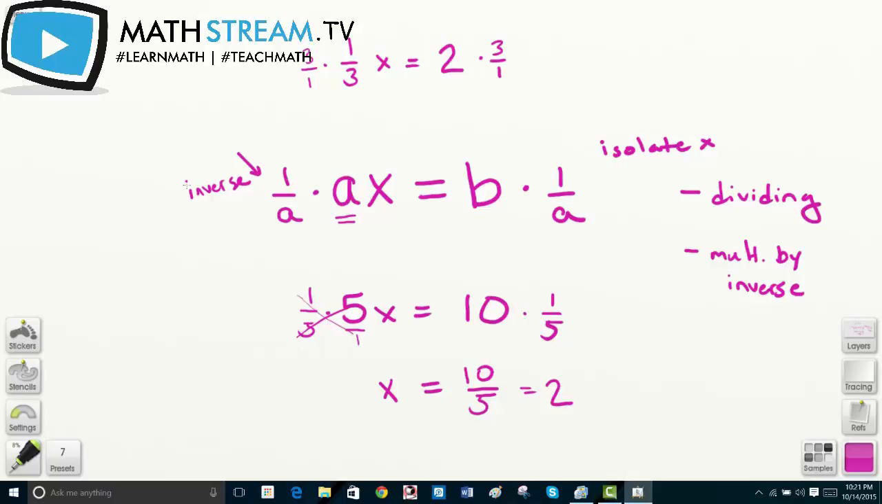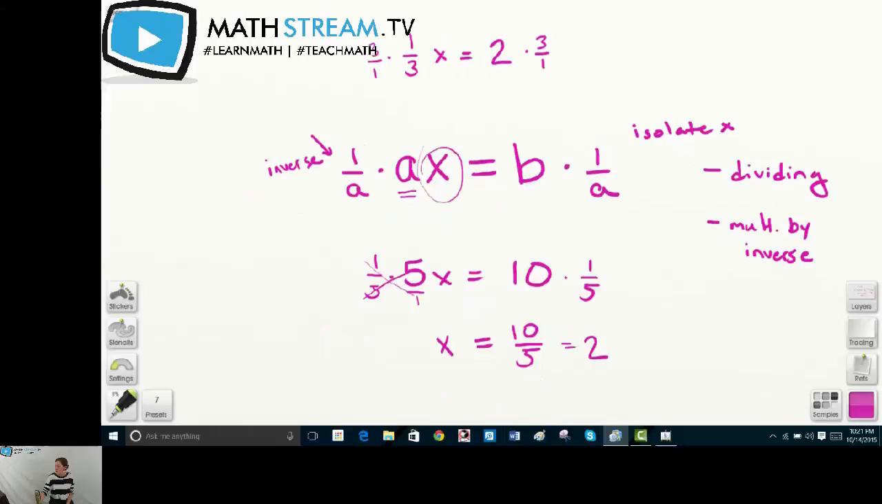So I want you to keep this idea in mind, that in order to isolate our variable, we can divide by a number or we can multiply by the inverse, and either way we're talking about the same thing. Okay, that's it for the first video. We just wanted to agree on how we defined solving simple equations like this.